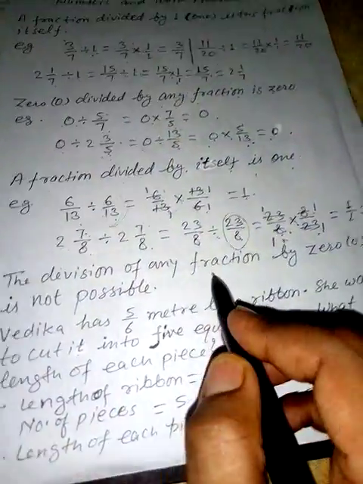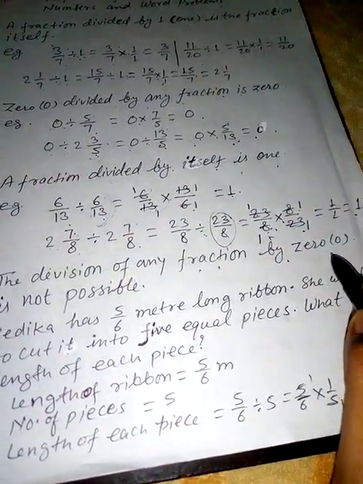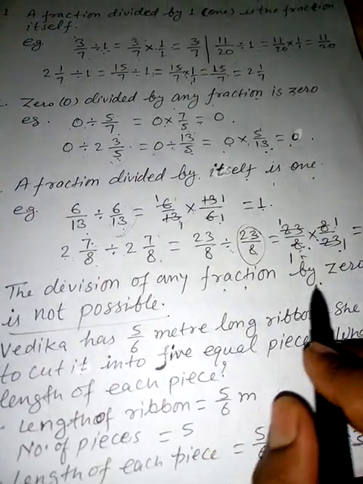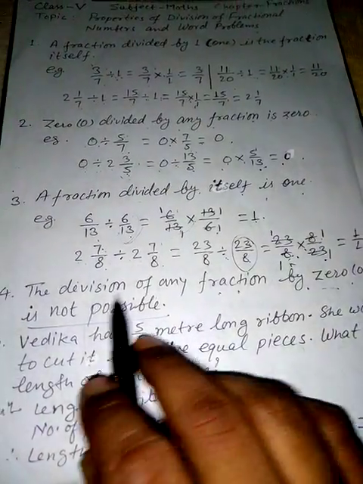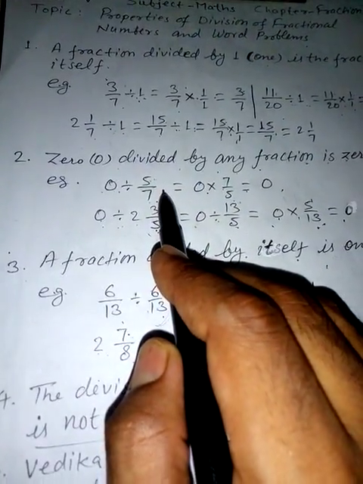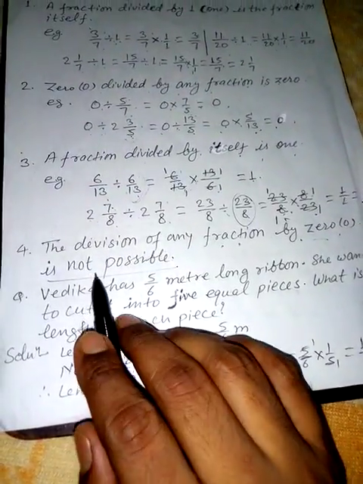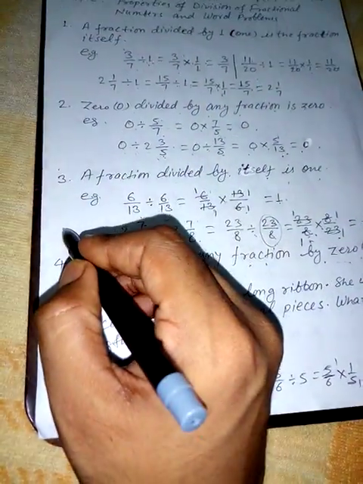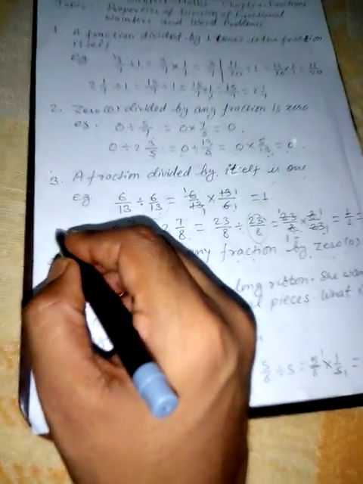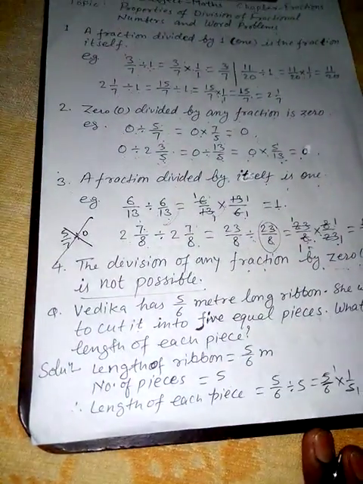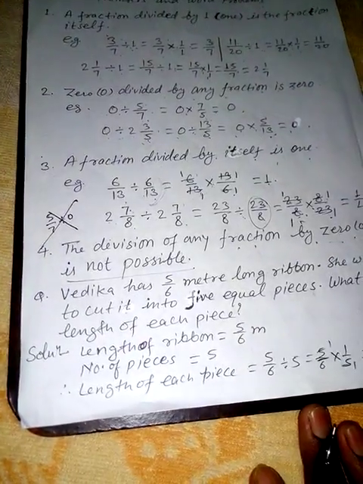Okay. Now the division of any fraction by 0 is not possible. Listen carefully. The division of any fraction by 0 is not possible. 0 may be divided by any fraction, you will get 0. But you cannot divide any fraction by 0. 5 by 7 divided by 0 is not possible.